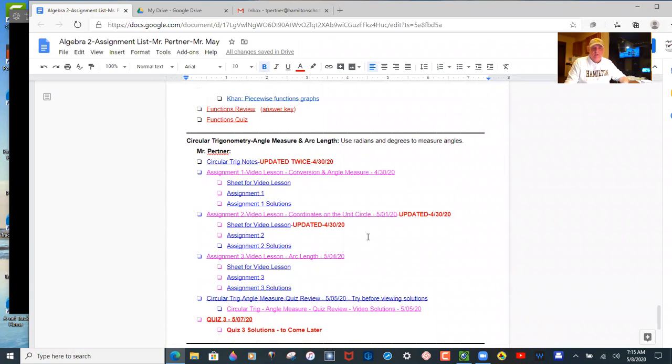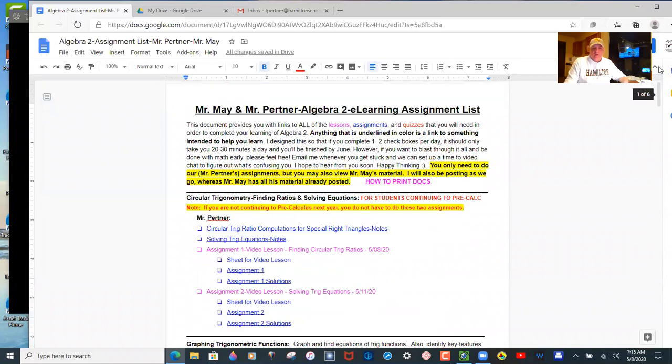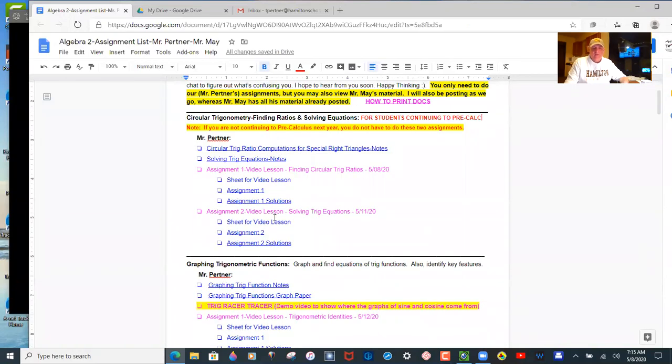The last section that we did with circular trig, angle measure, and arc length is at the bottom. So you'll need some of this to refer to for sure. The circular trig ratio computations for special right triangles, that's a lot there. And the assignment 1 and the notes are going to be the same thing. So I'm going to be working into that assignment to do the notes.